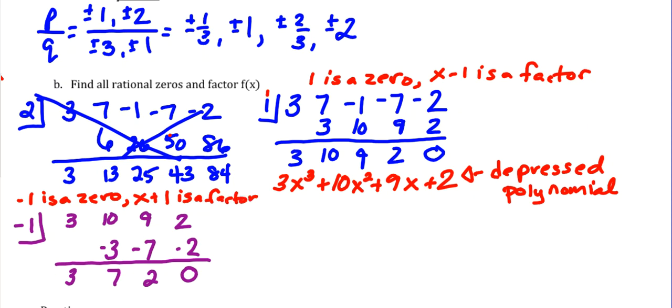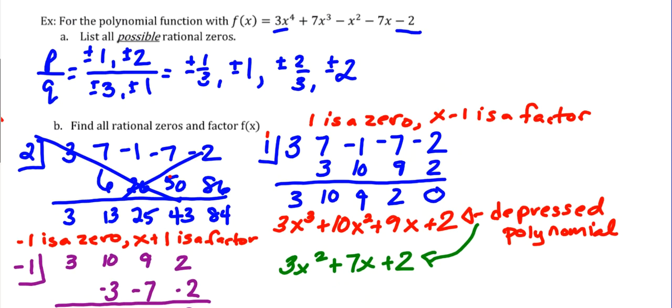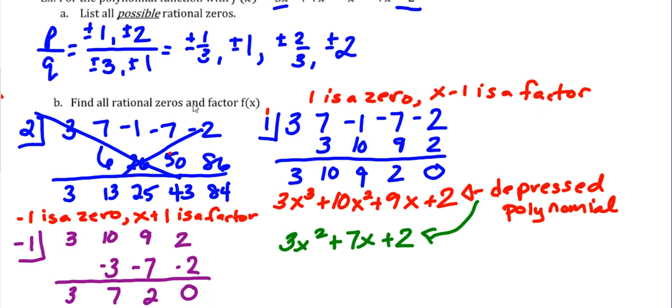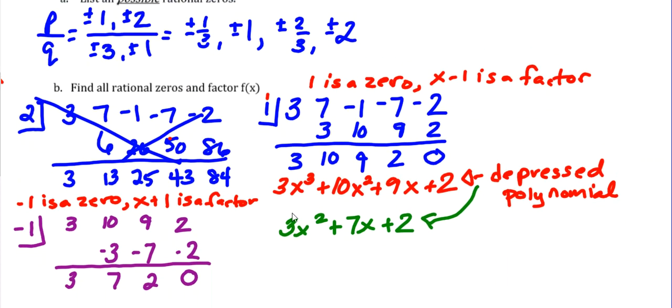Okay, so now I have 3x squared plus 7x plus 2. And this is also a depressed polynomial because I divided again. And it's a quadratic, so I can factor this, or I could use the quadratic formula. I'm going to check and see if I'm trying to find the factors or the zeros. It says find all rational zeros and the factors, so I need both. So it doesn't really matter which one you want to do. You can do the quadratic formula or you can factor, but I'm going to go over factoring real quick.